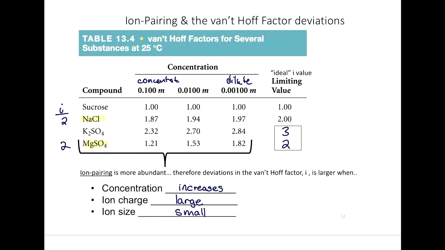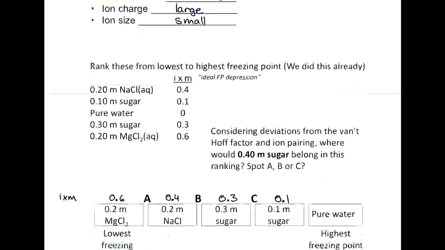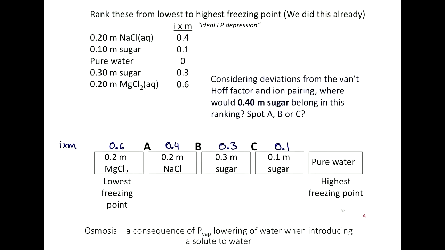So if we have a non-electrolyte solution, there are no ions, so there's going to be no ion pairing. All these non-electrolyte solutions are going to have perfect ideal Van 't Hoff factors because there are no ions for ion pairing to occur. Okay, so let's put this all together and do one more, where we already filled out this chart. The I times M product, we ranked these freezing points from highest to lowest, where magnesium chloride was the lowest freezing point, pure water was the highest, okay?